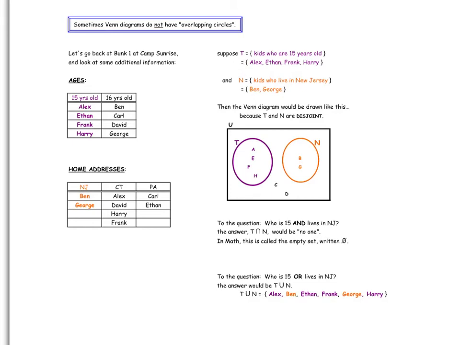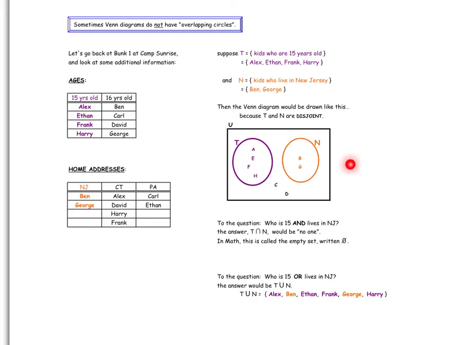When I made a Venn diagram where T was the 15-year-olds and N were the New Jerseyans, you'll find that no one in the 15-year-old group comes from New Jersey. No one in the New Jersey group is 15. So I had to make the T circle over here and the N circle over here, with all the T names in one circle and all the N names in the other circle, and there were no names in both.